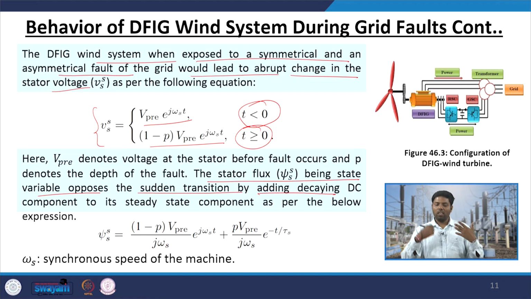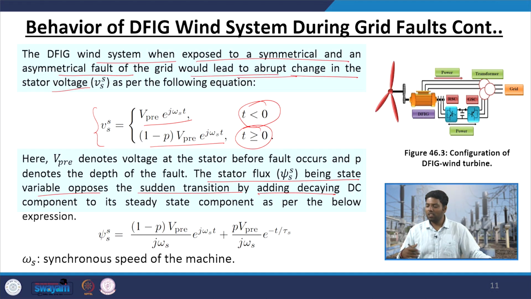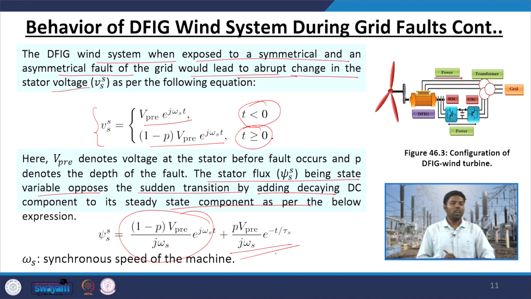So, obviously, any effect that results will always be opposed by the cause. So, if your sudden voltage collapse leads to an abrupt change in the stator voltage, that will cause a change in the stator flux as well. If the flux changes, there will be a counter flux that will try to reduce that change. So, this is your steady state component, and a DC component is added to it. This is your DC component and this is your steady state component.